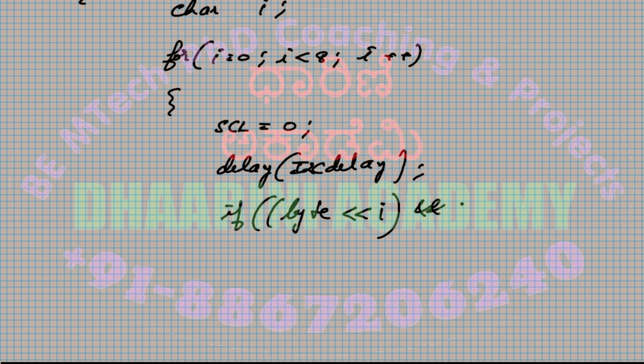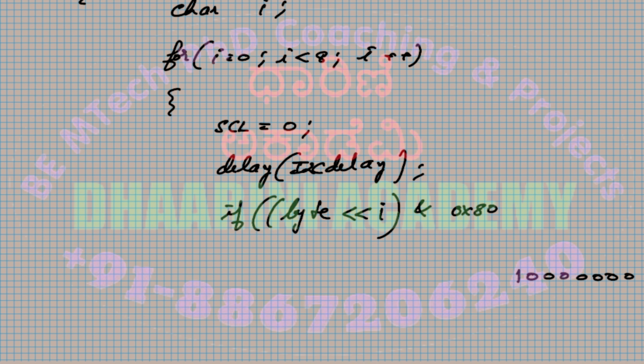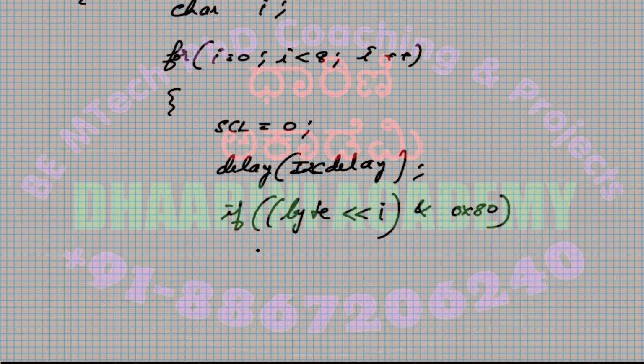And you are going to perform the AND operation. So okay, AND operation with 0x80. So what is 80? It is 10000000. I am going to perform the AND operation with this. Only when you have the last bit set, because 10000000 means only the MSB is 1, correct? Only under that condition. If byte is this and this, if that is a condition, what do you do?